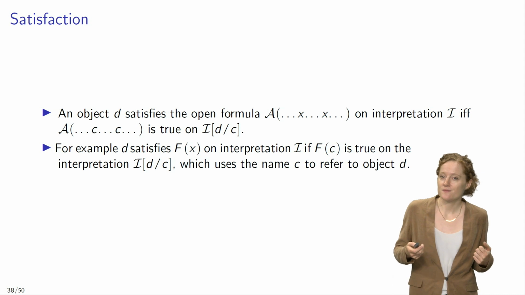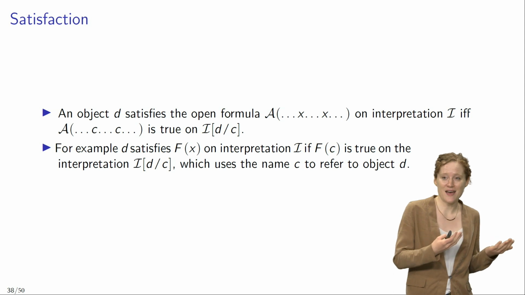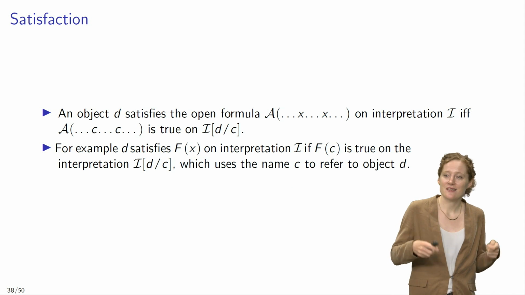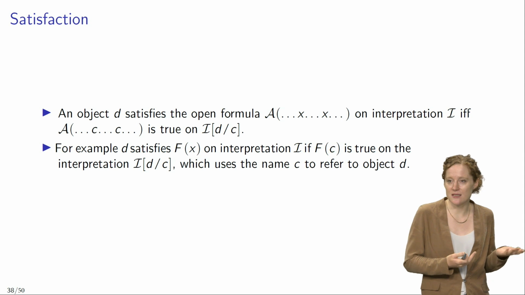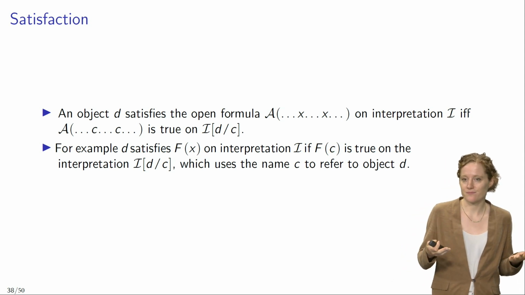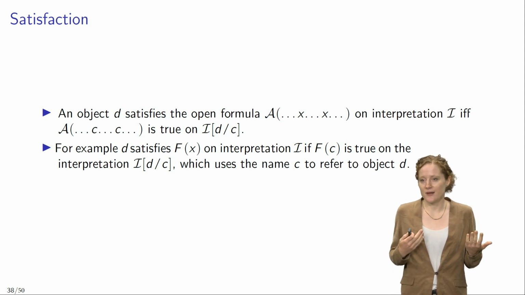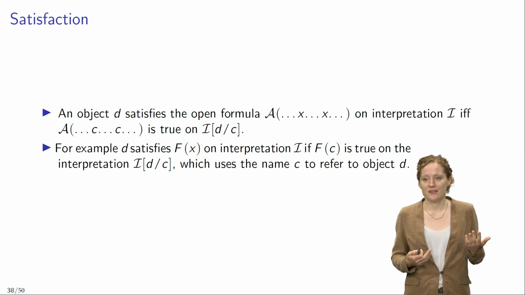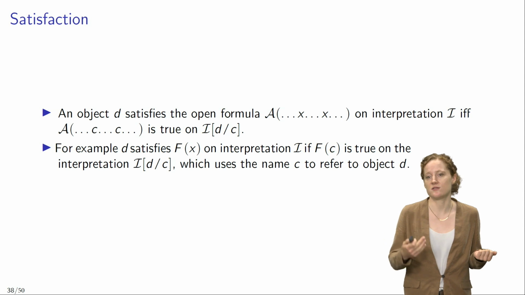So for example, the object D satisfies the open formula Fx on interpretation I if the sentence Fc is true on the interpretation I, D, C, which uses the name C to refer to object D. An easy and intuitive way to think about it is that D satisfies Fx on interpretation I just in case Fc is a true sentence, assuming that C refers to D.